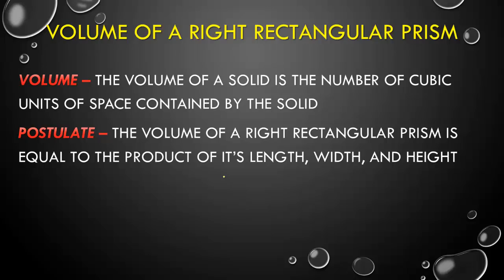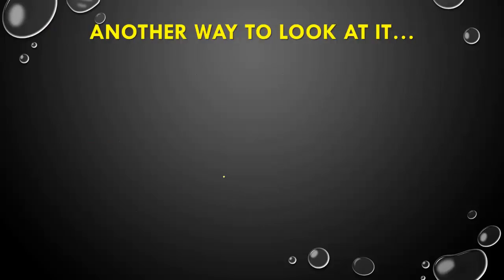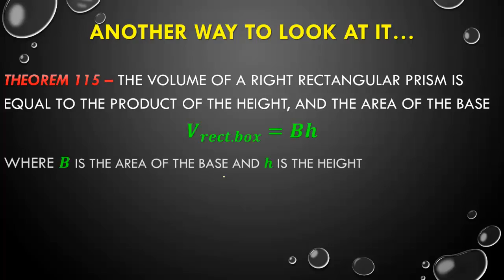The volume of a right rectangular prism is equal to the product of its length, width, and height. You probably know that. Okay, so the volume of a rectangular box is length times width times height, where L is the length, W is the width, and H is the height. So another way to look at it, which is theorem 115: the volume of a right rectangular prism is equal to the product of the height and the area of the base, since area is length times width. Or just base times height, where B is the area of the base and H is the height.